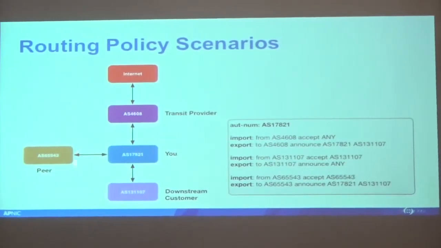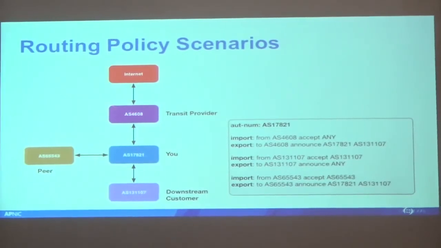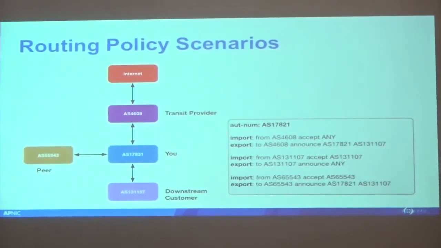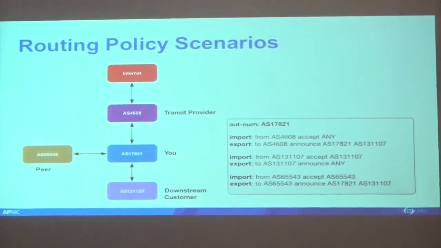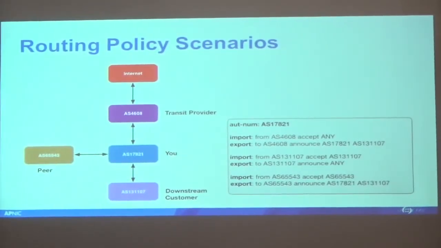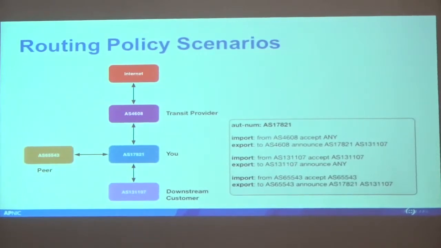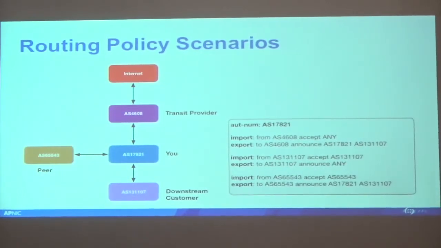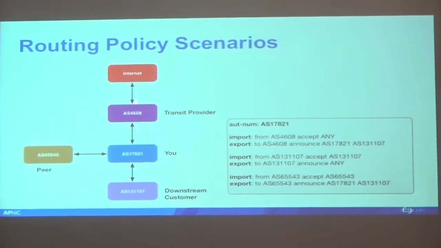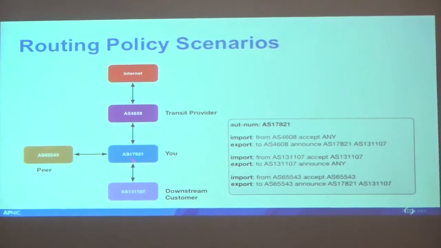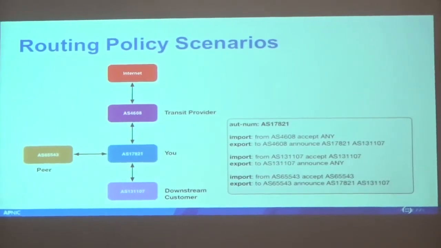Another one. I think this one is an example. So this is me, AS17821. On the very basic, what do you think my aut-num object should look like? I have different peers, right? If you notice from this diagram, I have my upstream provider, AS4608, which is my transit. I have peering with AS65543, and I have a customer, AS131107. Let's look at each one of them.